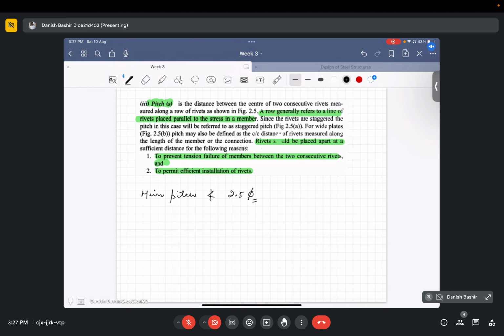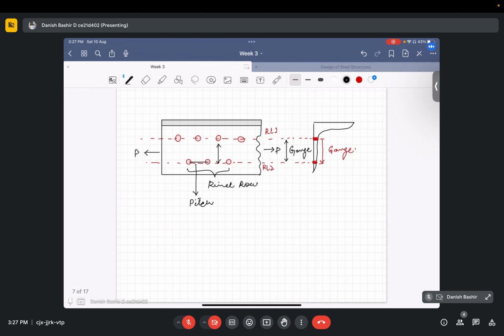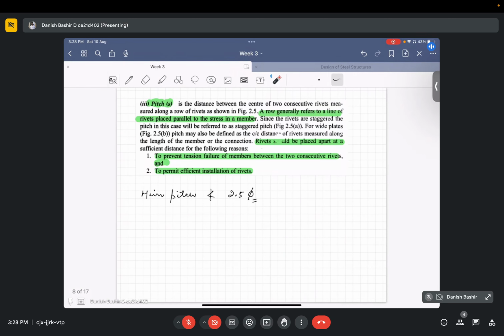It is given because if the rivets are spaced closer, there will be very little clearance left between the last formed rivet head and the die forming the next rivet head. Exactly. If these rivets are placed very close to each other, I have driven this rivet first, then if I drive one more rivet next to it, I won't have space to hammer this rivet and form a rivet head on this side as well. So to have enough space for forming rivet heads and to place these rivets efficiently, we have to give at least a minimum pitch, which should not be less than 2.5 times the diameter of the rivet.